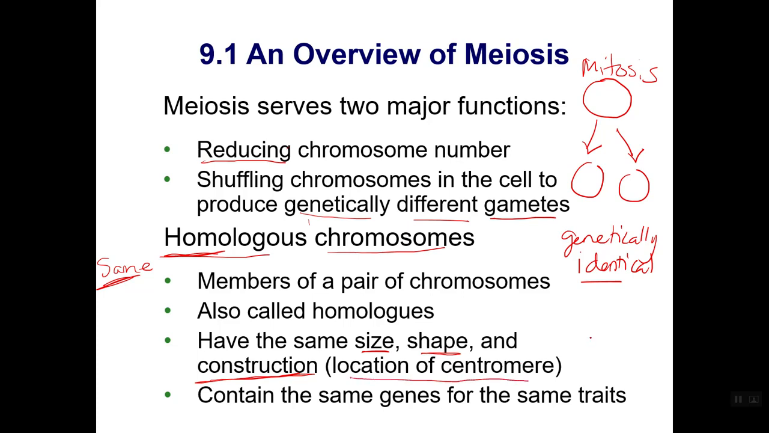If you recall, our centromere is what holds together our sister chromatids, which would be right here in the center. Another thing you need to know about homologous chromosomes is they have the same genes for the same traits in the same location. So homo means same. Homologous chromosomes have the same size, same shape, same construction, same genes for the same traits. Same.